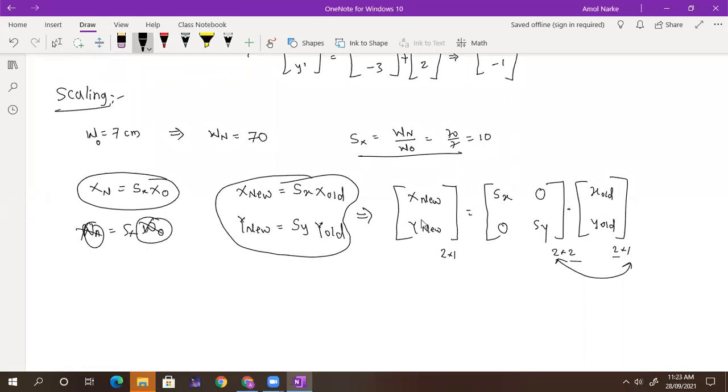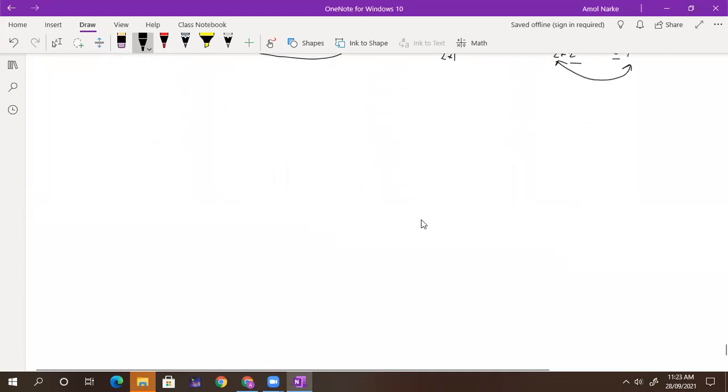Okay, now the next is rotation. Now what happens with rotation? Let's check it out.